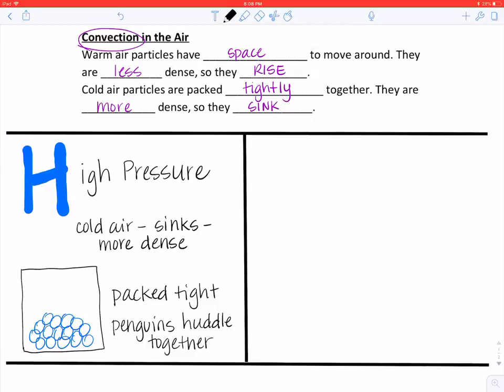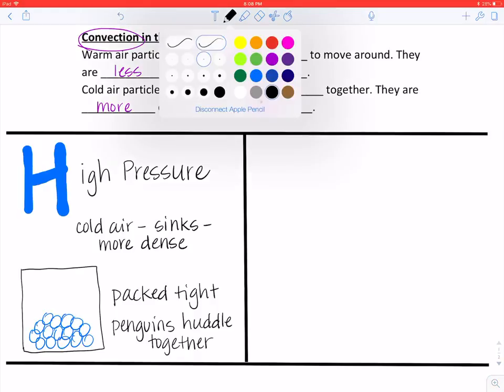Why do penguins huddle together? Yeah, because they're trying to stay warm. All of those penguins want to stand next to each other because they want to stay warm. Cold air particles are like penguins in that they like to be right next to each other. Because they're packed so tightly, they are heavier, so cold air sinks. Now let's switch to our red color.